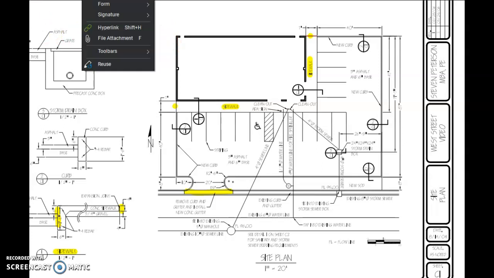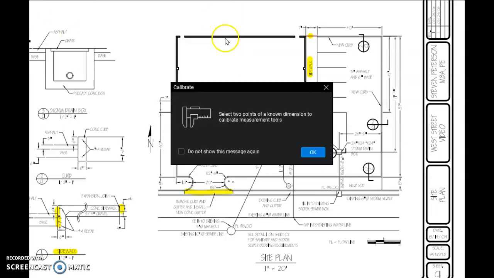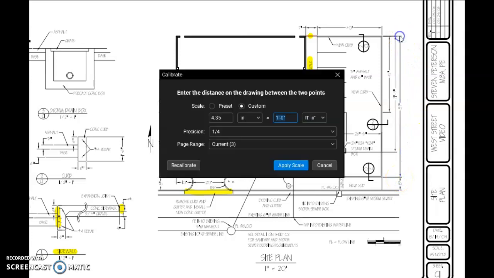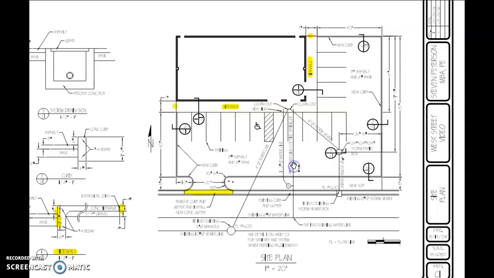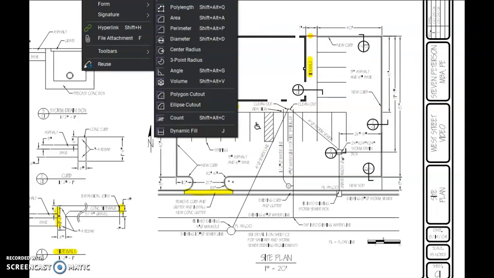So I'm going to go down to measure, calibrate, and I'm going to pick two spots. So let's find our longest dimension that we've got on here. This looks like 87 feet. So 87 feet. Apply scale. And now let's see if we can measure this thing, see what it comes out to. So measure length.